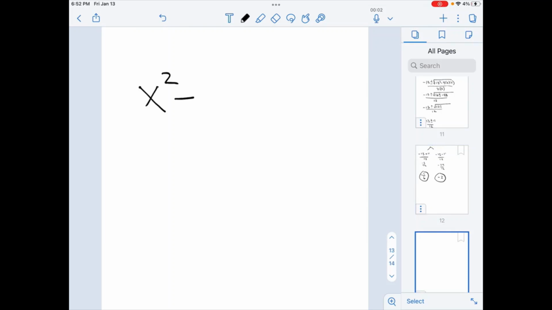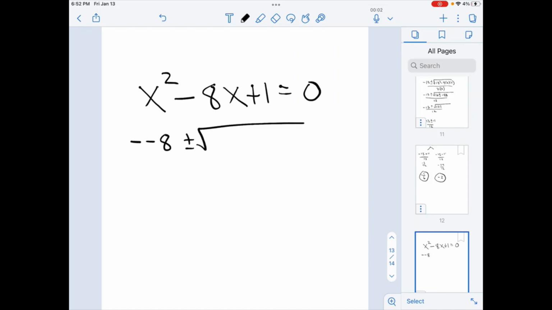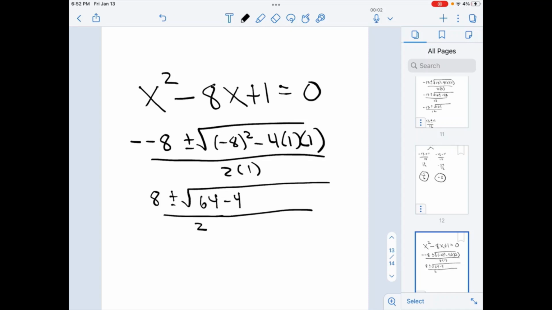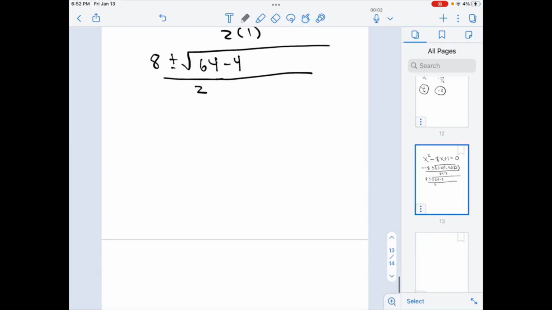X squared minus 8x plus 1. Now this one's got a little bit of extra work at the end, so I want to do this one, and then I'll give you one last one to try. Okay, so we're going to put in the quadratic formula, negative b plus or minus the square root of b squared minus 4, a is 1, c is 1, all over 2a. So negative 8 is positive 8, plus or minus the square root of 8 squared is 64, minus 4, all over 2.